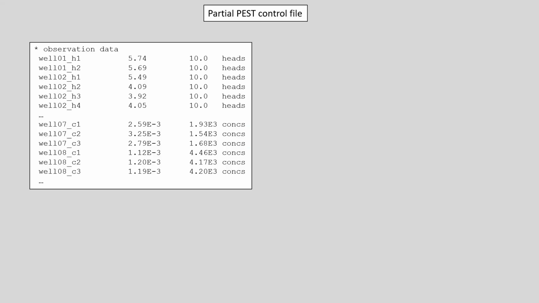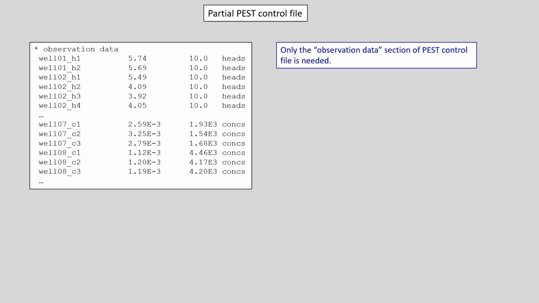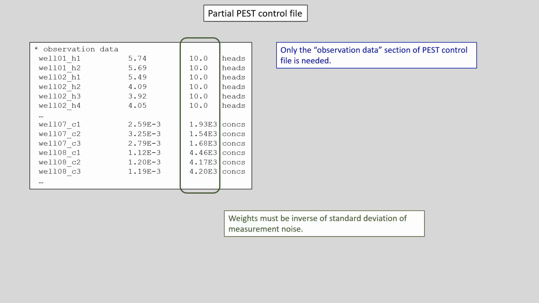We start off with what I call a partial pest control file. This can be an entire pest control file, but all we need is the observation data section of a pest control file. This contains the measured values of a series of observations. This is what we use to condition the predictions that we're interested in. Now, in this partial pest control file, DSI-1 requires that the weights that we ascribe to observations is the inverse of the standard deviation of measurement noise.